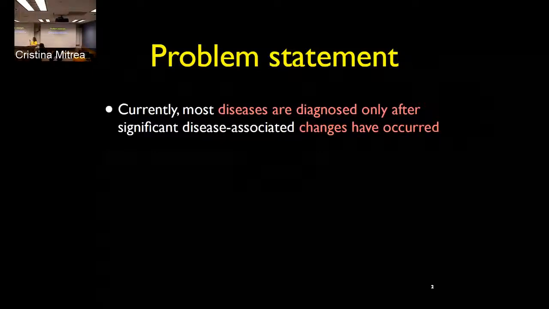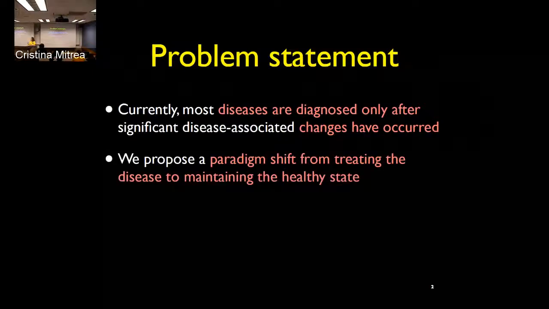So currently, most diseases are diagnosed after significant disease-associated changes have occurred. This typically happens when people look at data from disease and try to find treatments for it. We propose a paradigm shift for keeping the healthy state. We're still going to use data that has treatment and control, but in this case, we're trying to find when the shift happens from normal to disease to be able to keep the normal state.